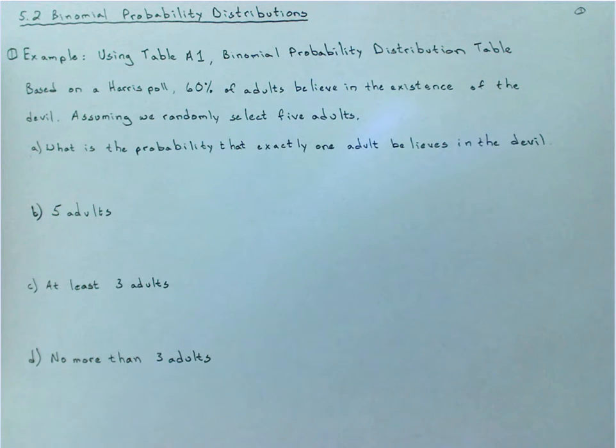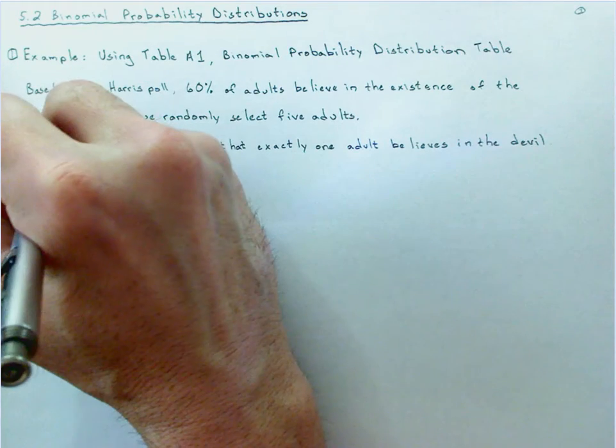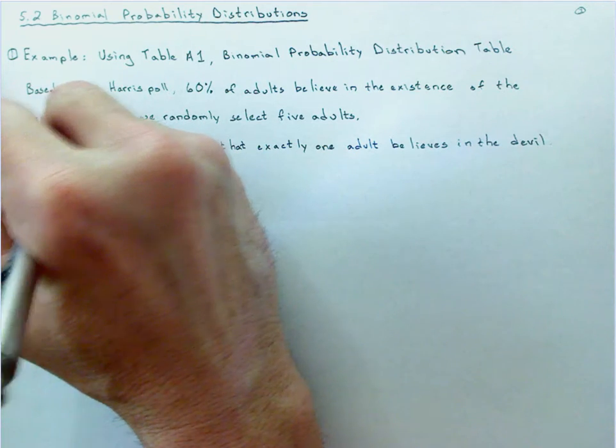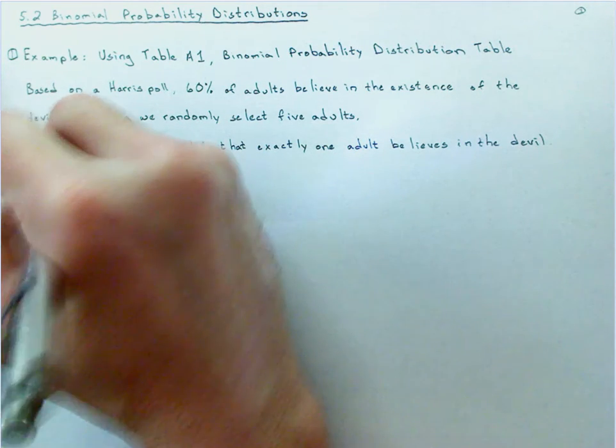And here's our problem. It's based on a Harris poll: 60% of adults believe in the existence of the devil, assuming we randomly select 5 adults. There are 4 questions, A, B, C, and D. The first one asks, what is the probability that exactly 1 adult believes in the devil? Well, with these problems, the first thing I do is write down everything that I need. And I know I need n, x, and p.